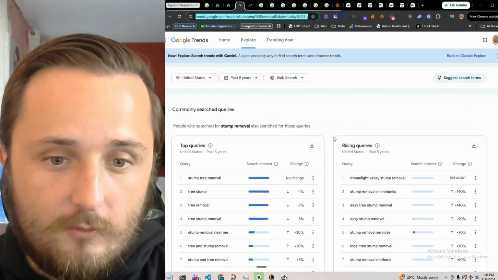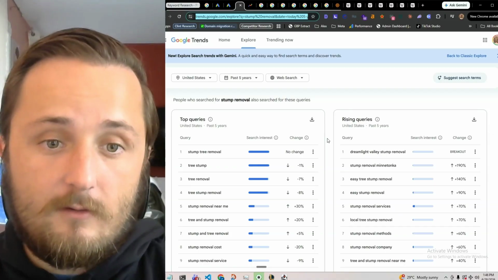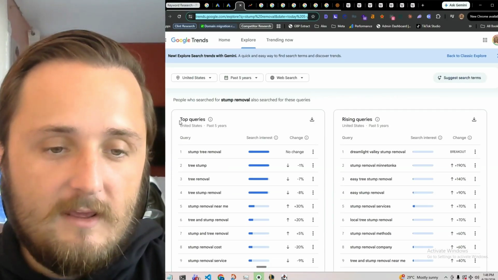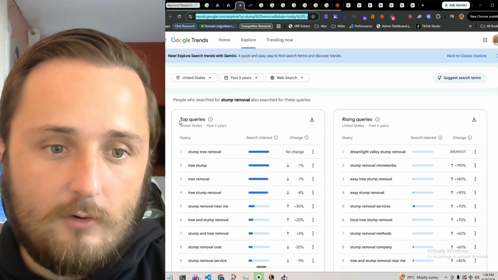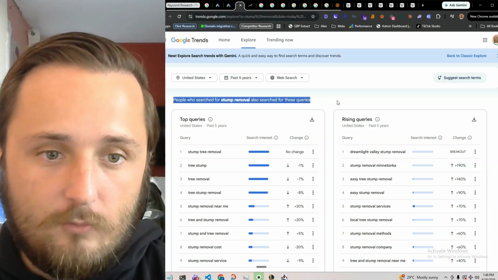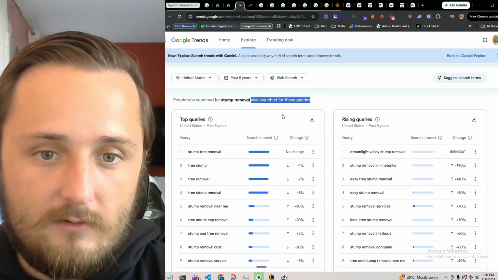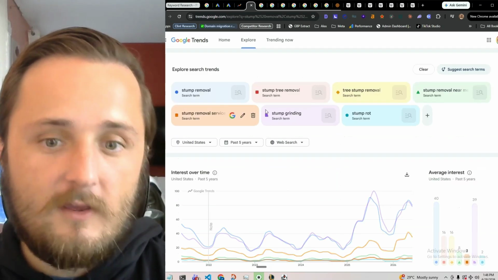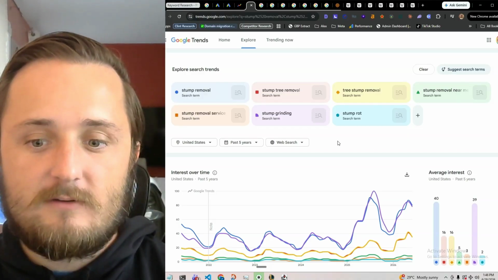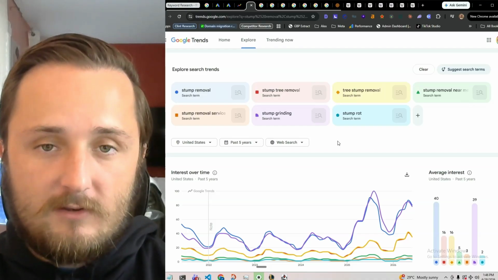So then when we scroll down here, from our top level keyword, the phrase we put in at the top, stump removal, it's going to show us the top queries that are similar to what we put in. Google says right here, people who search for stump removal also search these queries. So we can start adding and taking away these queries, mixing and matching them to get a better understanding of what keyword we would want to be targeting.